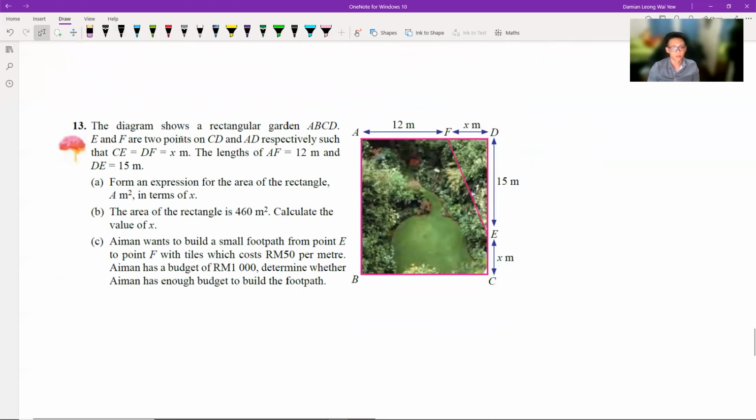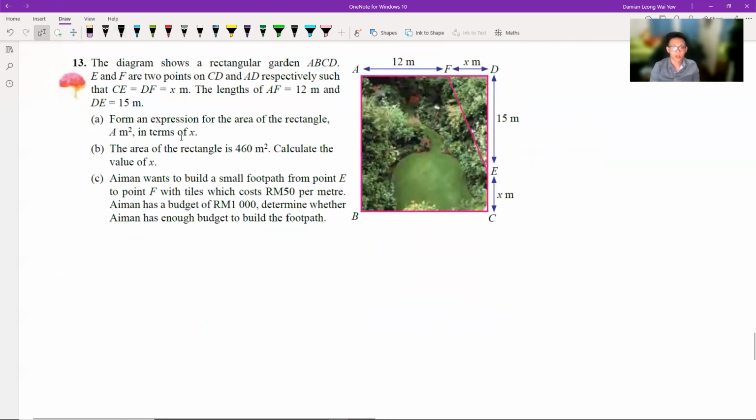Question 13. In the diagram here, I have a rectangular garden ABCD. E and F are 2 points on CD and AD respectively, such that CE equals DF. These two are the same length, they are both x. AF is 12, DE is 15. Everything is labeled in the diagram here. Form an expression for the area of the rectangle in terms of x.